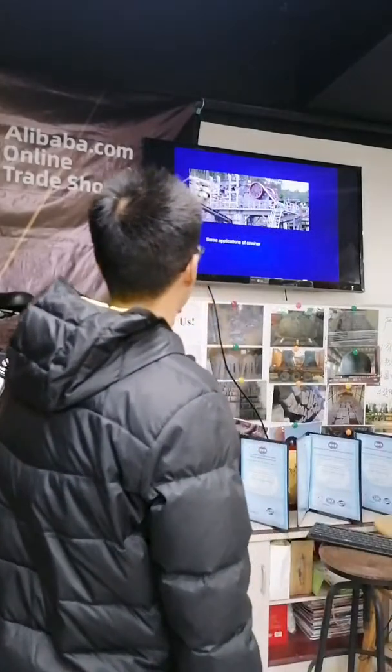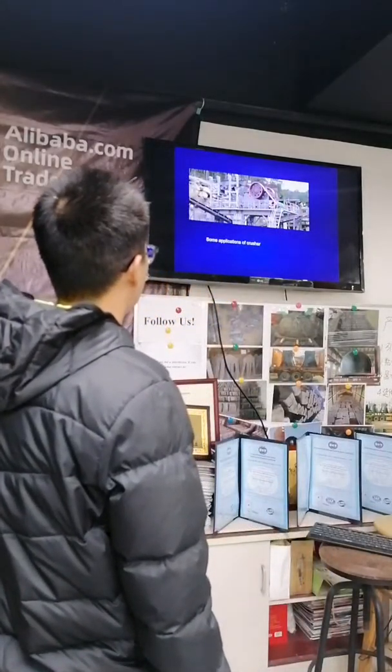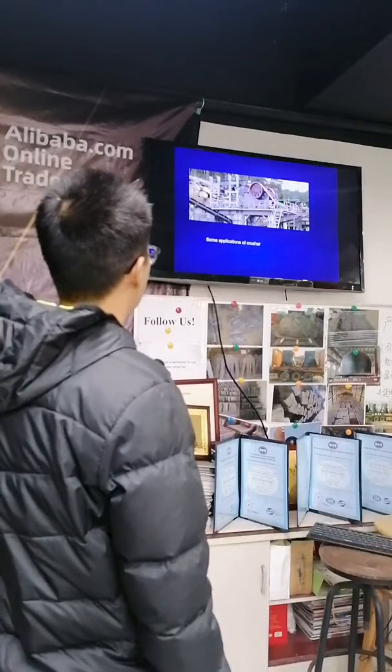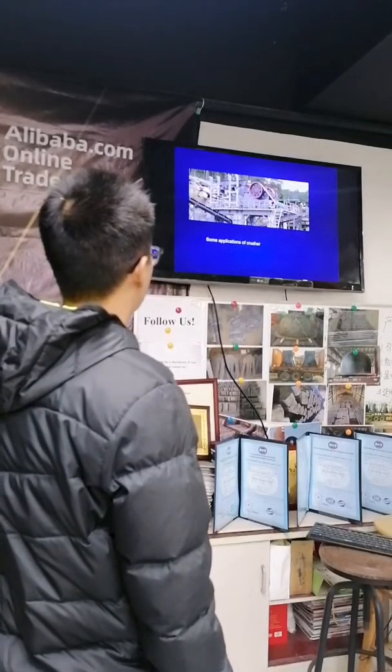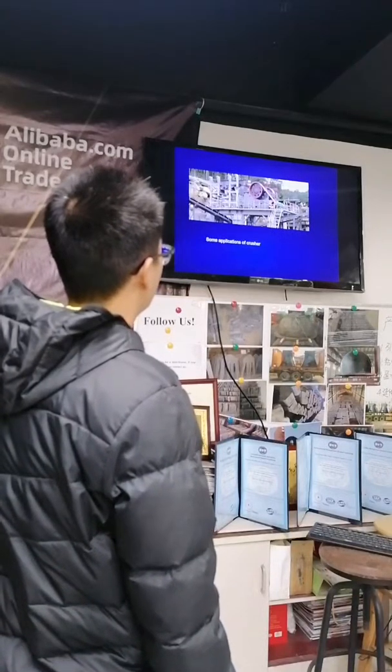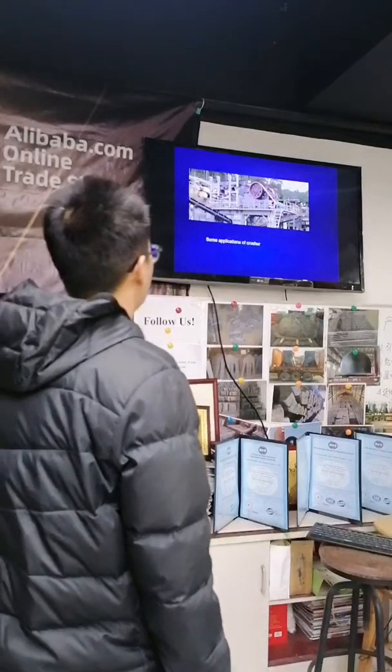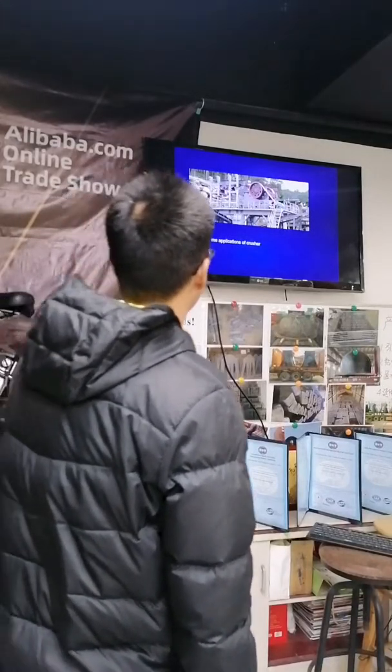This picture also shows another kind of crusher.